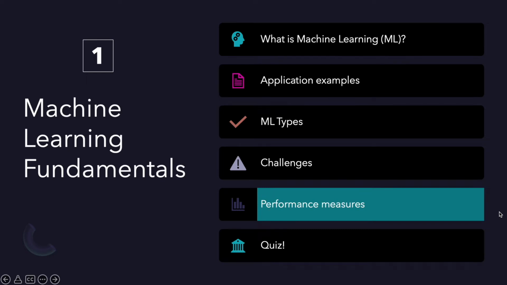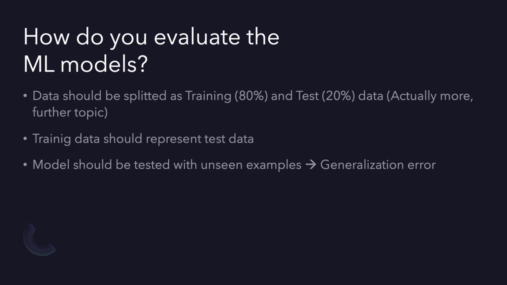Hello again. Now we know what machine learning is, its types, and potential challenges. Let's look at performance measures of machine learning. How can we evaluate our machine learning model? A simple and easy approach is to split your dataset into training and test data. Generally, an 80 to 20 ratio is preferred and successful.